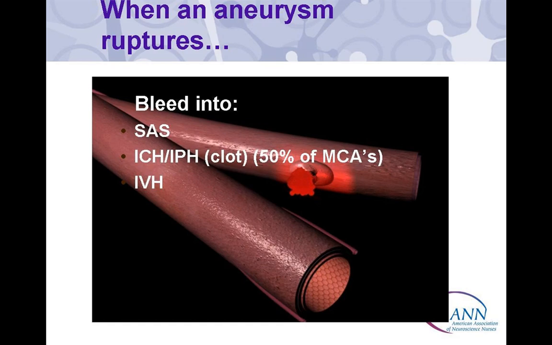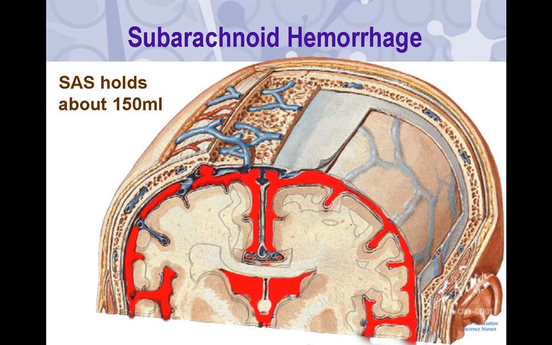Subarachnoid hemorrhage: the subarachnoid spaces hold about 150 cc's, and we can see in this schematic that the subarachnoid spaces are going to become filled, and then the blood is going to follow the pathway of least resistance, and in this case, into what the picture shows here, the anterior horns of the lateral ventricles. Next slide.